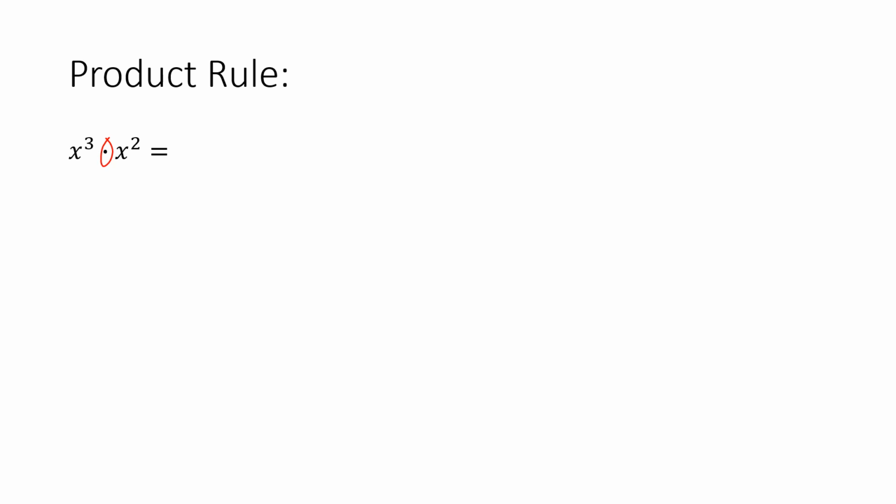Now think about what this actually means. X cubed literally means x times x times x. X squared means x times x. Now we are multiplying these together. So look at it. You have x times x times x times x times x. The same number being multiplied over and over again is x, and it's being multiplied 5 times in a row. So x cubed times x squared equals x to the 5th power.